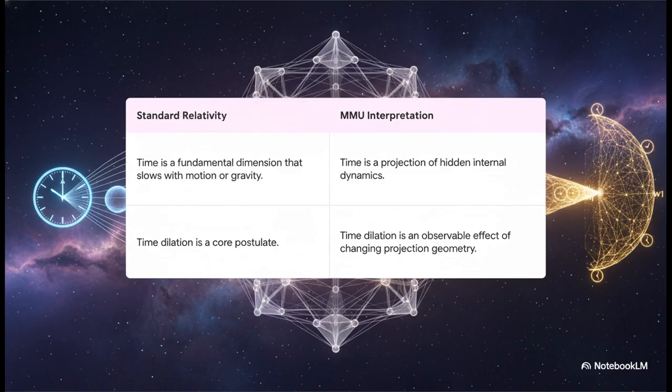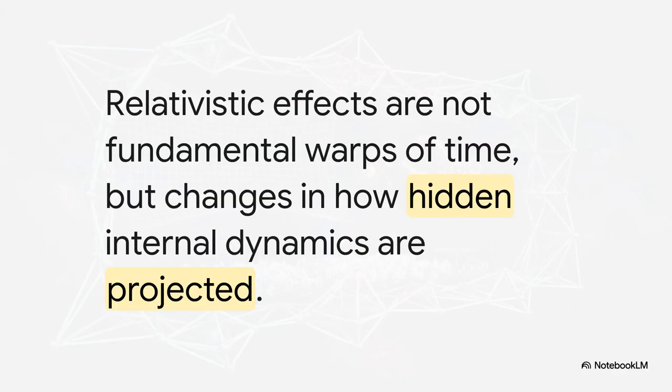So time dilation isn't some separate rule you have to add in. Nope. It's just an observable effect of changing the geometry of that projection. So the visible rate of a clock changes, not because time itself is fundamentally warping or stretching, but because that hidden internal rhythm is being projected differently depending on the physical conditions, like when something is in motion. Suddenly, relativity becomes an effect of observation, just a change in the projected internal rhythm.